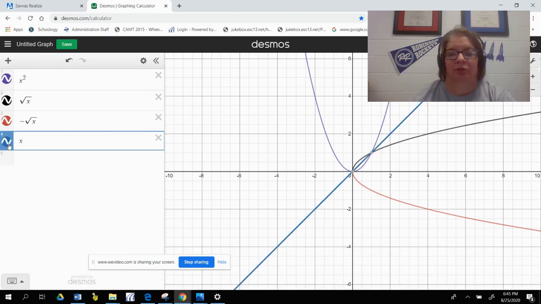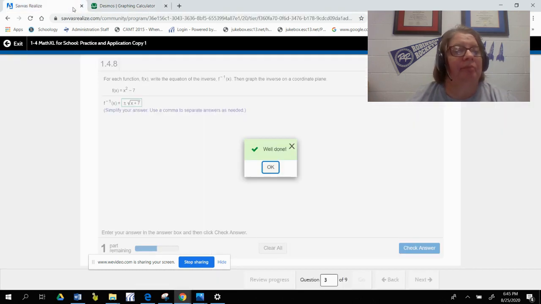I want to change the color is what I want to do. See how that's the line of symmetry? It goes right between those two. Okay, if I only graph the positive square root of x, I only get the top half. To get the whole thing, that's why we put the plus or the minus. Okay, back to this.